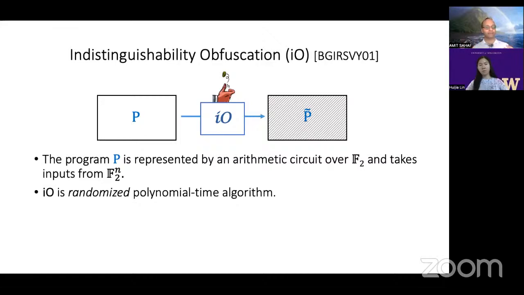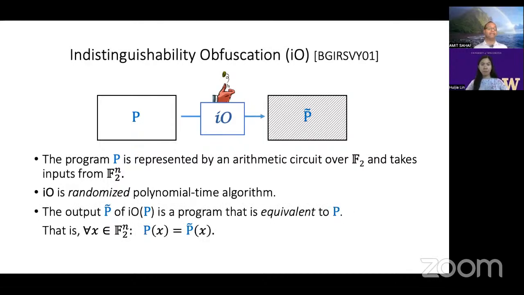The IO compiler, the IO program that takes as input this program and outputs another program, is a randomized polynomial time algorithm. And the randomness is absolutely crucial here. That randomness is private. It is tossed during the obfuscation process, but not revealed to the adversary. The only thing that's revealed to the adversary and to the world is the program that is output by the IO compiler, which we denoted P tilde here. And this output program has to be equivalent to the input program. That is, for all inputs x in F2 to the n, P of x equals P tilde of x. Okay, these are the basics of an obfuscating compiler.